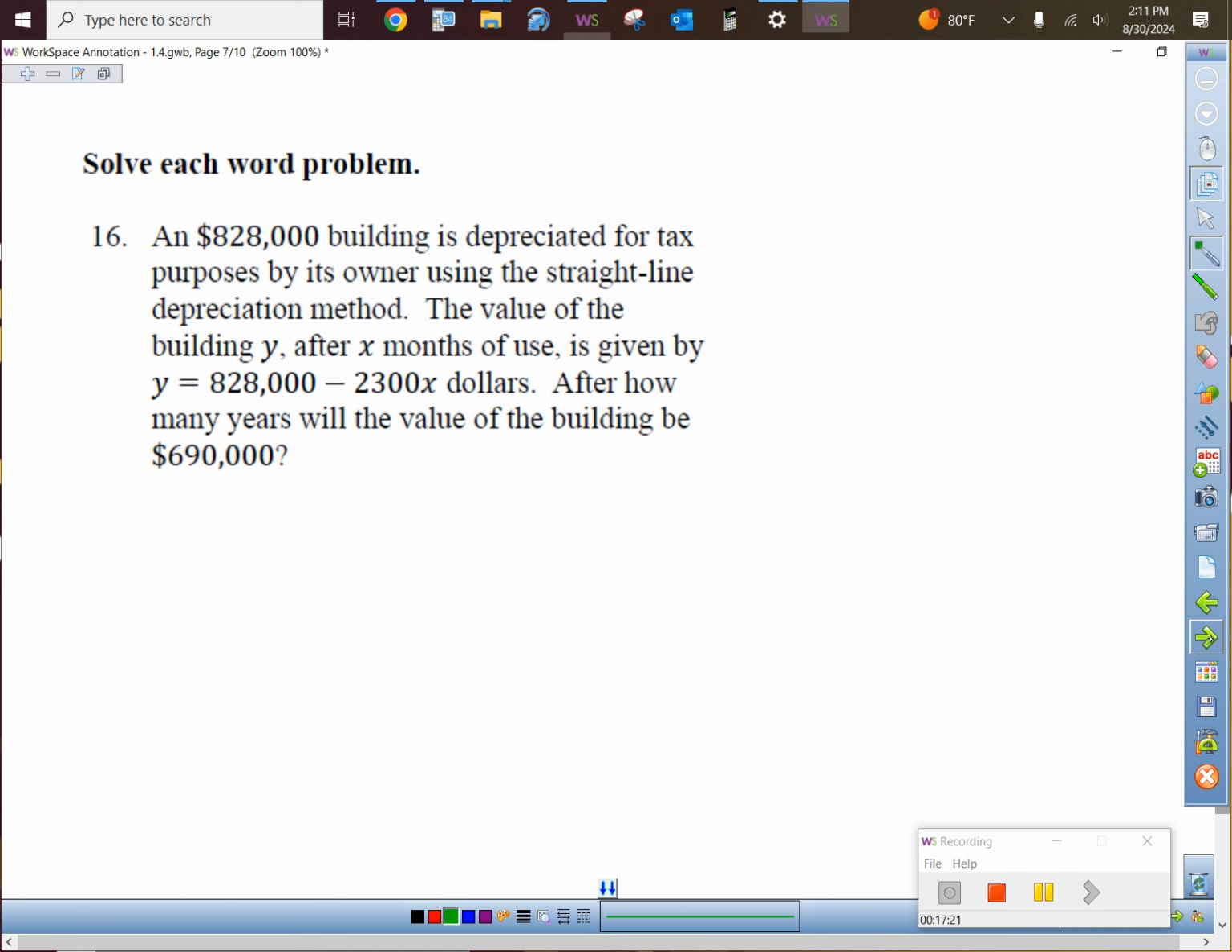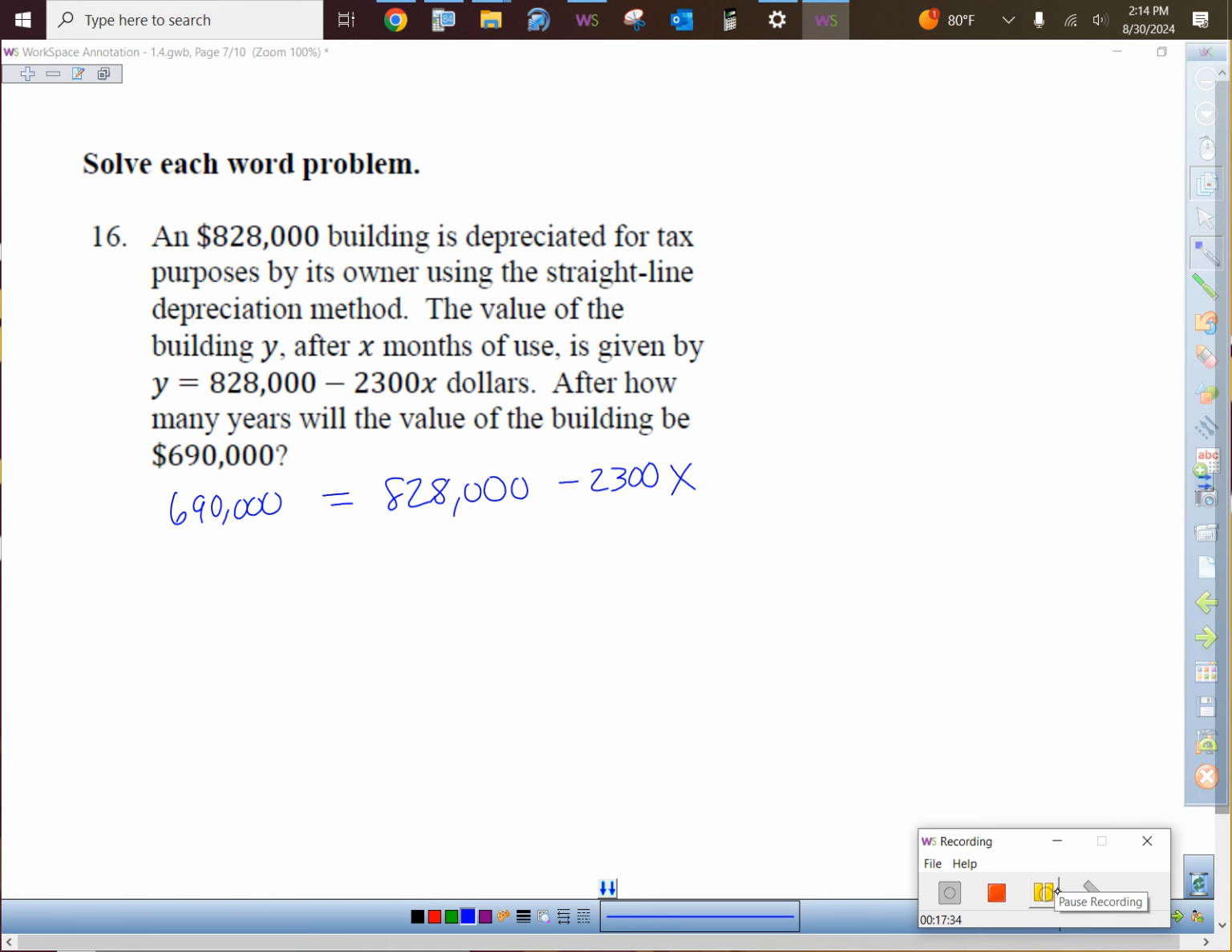All right, another one I'll let you read. I'll let you read it, see how well you read it, and work on it with a neighbor. If you have questions, ask. I'll walk around and help right here. So what we should do is put 690,000 in for y in this, because that is the value of the building given to us. So we do that, and let's solve that for x. Pause the video, get that done.